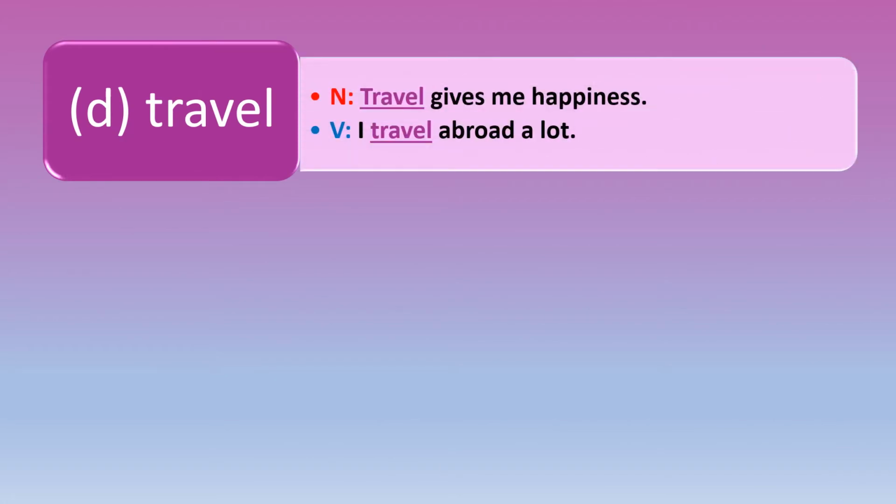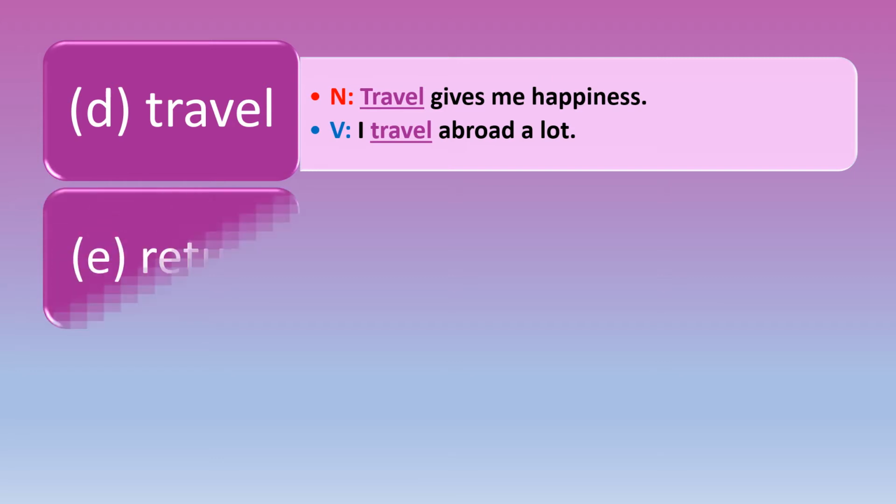Similarly, we have travel. Travel gives me happiness. I travel abroad a lot. So here, what gives me happiness? The naming word, the answer is travel. So travel here is a noun. And in the second sentence, I am doing something. I travel abroad a lot. So in the second sentence, travel is used as a verb.